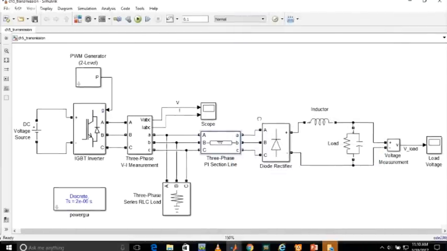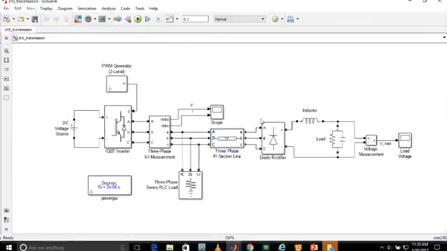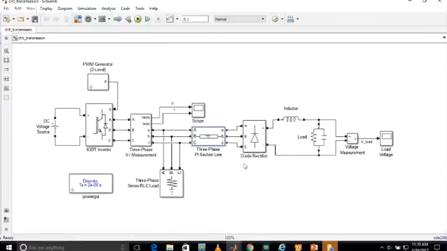And this is what a transmission line looks like, how a grid system will look. Okay, so we are going to stop here.